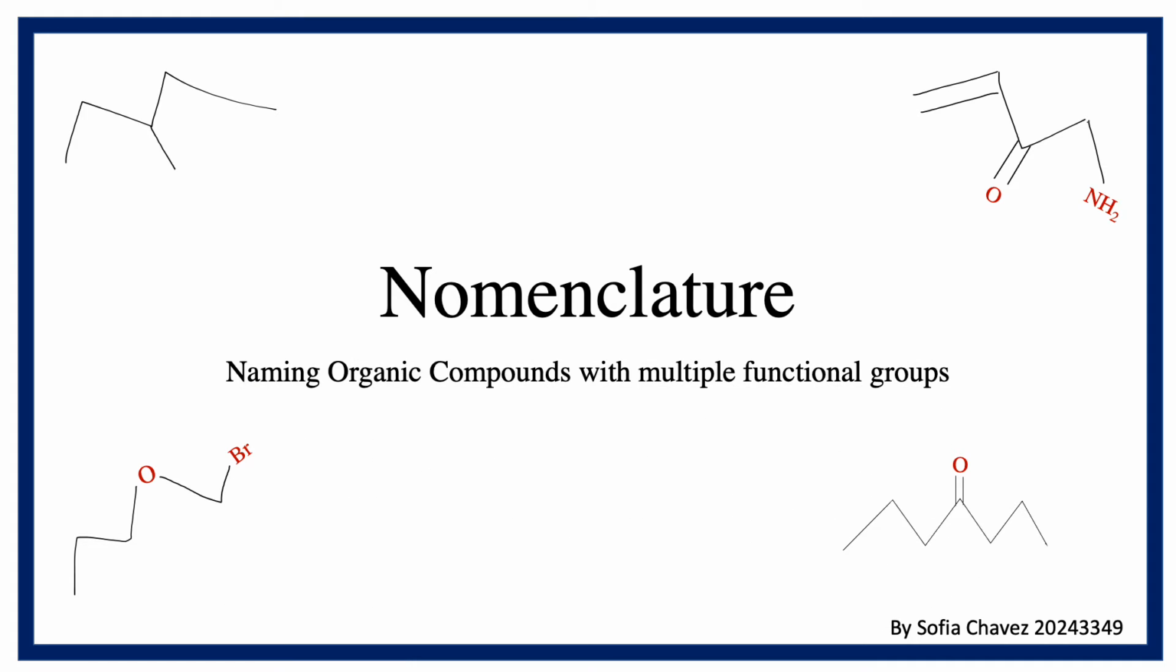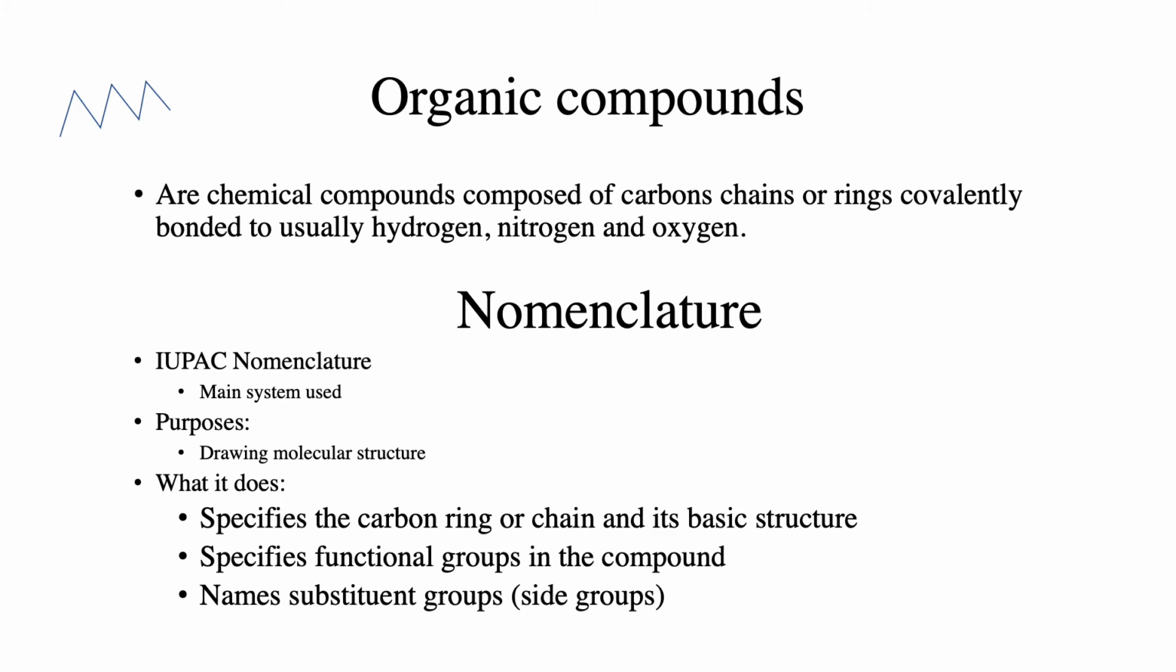Today we're going over nomenclature and naming organic compounds with multiple functional groups. So let's get started. Firstly, we're going to define what exactly organic compounds are. They are chemical compounds composed of carbon rings or chains, covalently bonded to usually hydrogen, nitrogen, and oxygen. And this nitrogen, hydrogen, and oxygen typically make up the functional groups, which we'll be going over shortly.